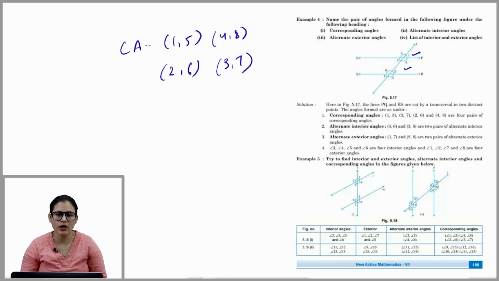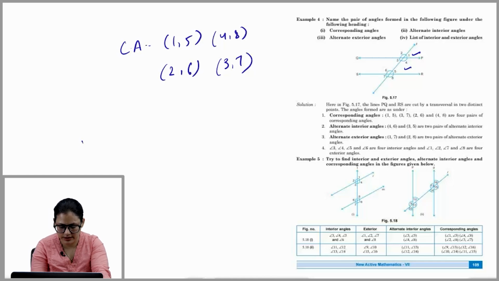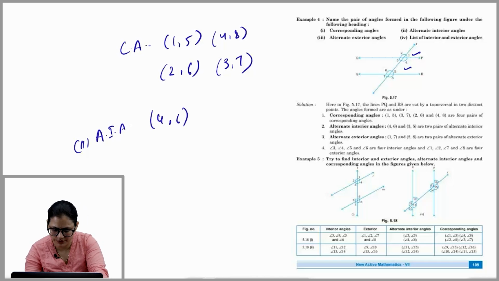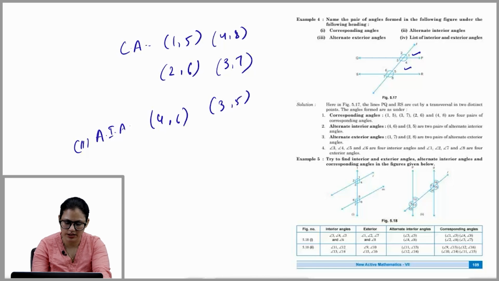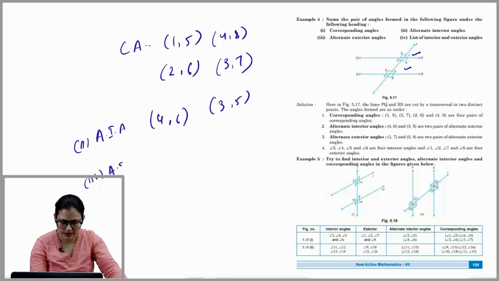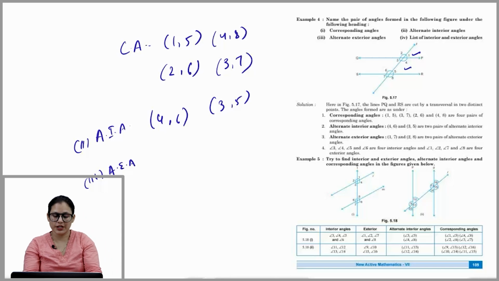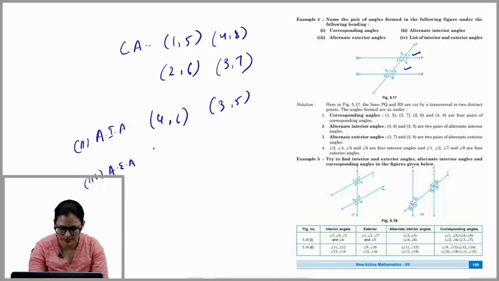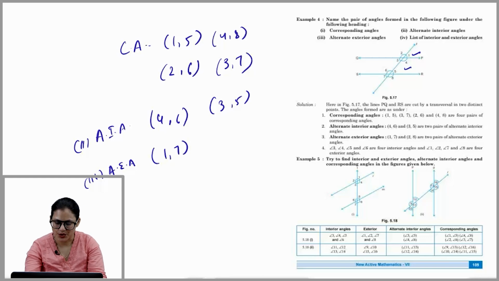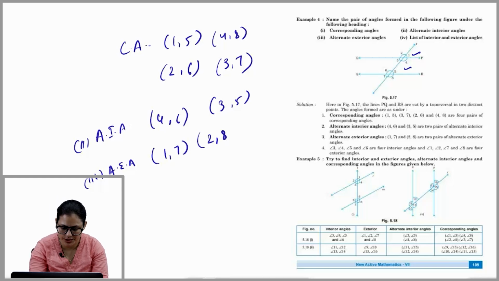Number 2, alternate interior angles. Now let's check out alternate interior angles. See, 4 and 6 in the second part. So 4 and 6 and 3 and 5, these are the alternate interior angles. Number 3 is alternate exterior angles. Have a look, 1 and 7, and 2 and 8. These are the pairs of alternate exterior angles.